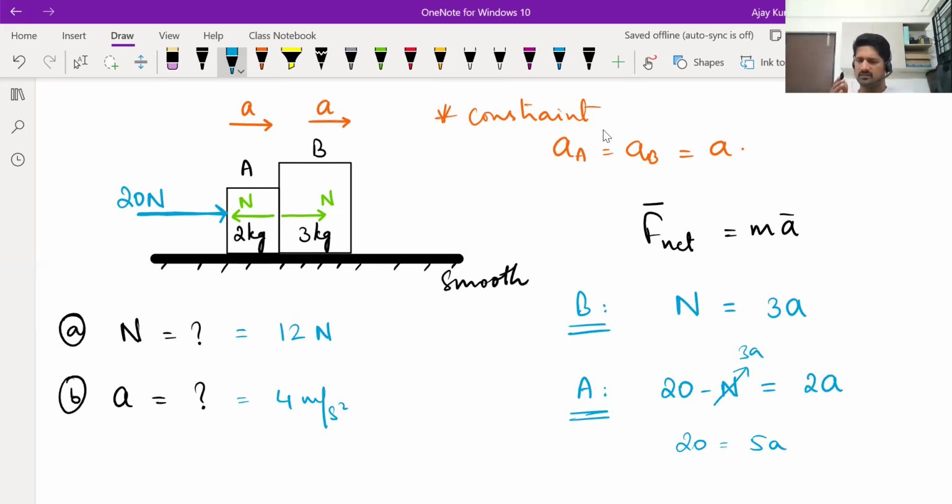Okay. See, this is a very common mistake that students make. We are applying force on block A. Many times students think that that force acts on block B also. No, 20 Newton force doesn't directly act on B. The push that A is giving is what acts on B. And A doesn't give a 20 Newton push to B. We have found that A gives only a 12 Newton push to B.